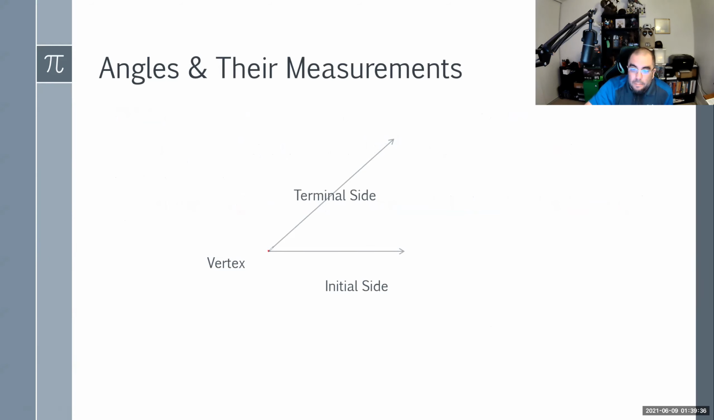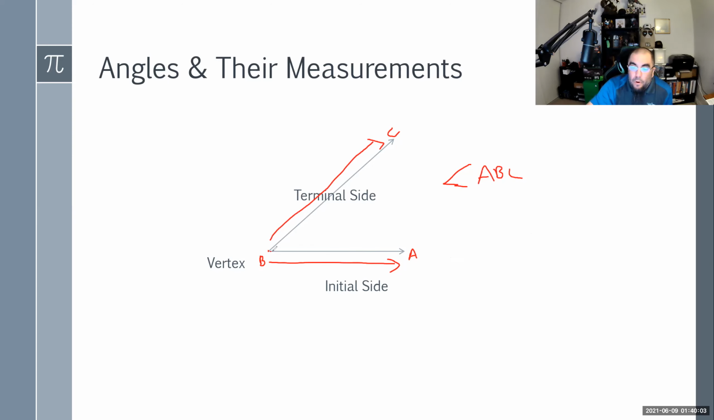Our vertex is this spot down here, right? And usually when we have a line, we'll label it something like this, A, B, C, where B is our vertex and BA is one ray, BC is another ray, and the whole angle is the angle of ABC. That's the mathematics, right?